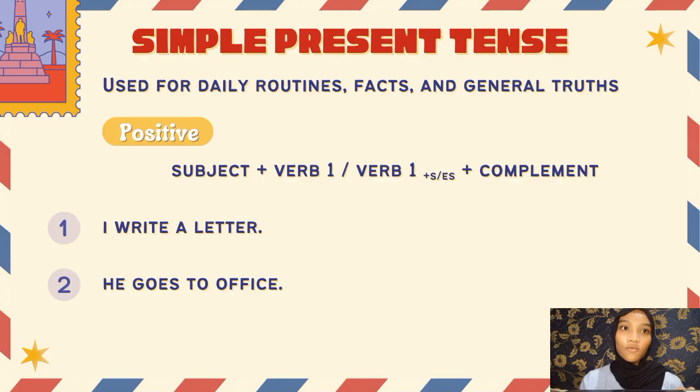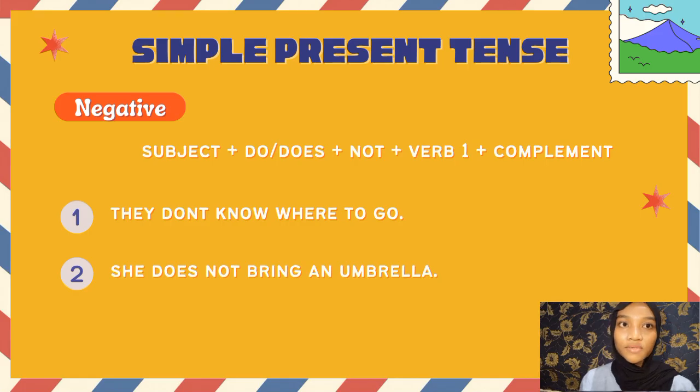For the positive forms, the formula is subject, verb, and complement. For the example, I write a letter. He goes to office. For the negative forms, the formula is subject, do or does, not, verb 1, and complement.